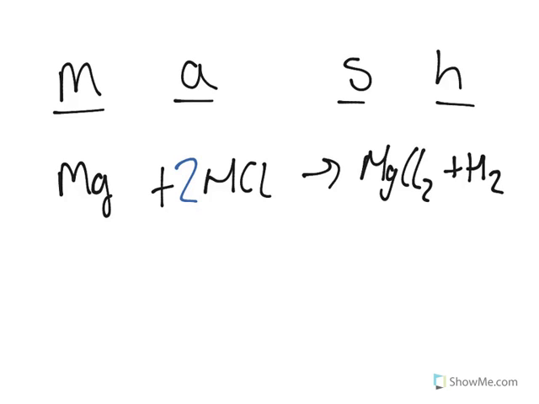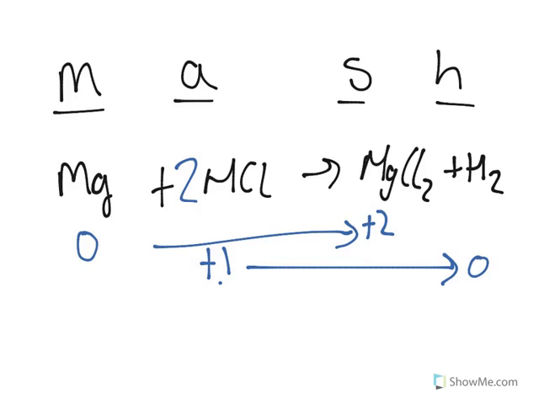And bish bash bosh, it goes from 0 to +2, and then the hydrogen goes from +1 to 0. So magnesium is oxidized and hydrogen is reduced.